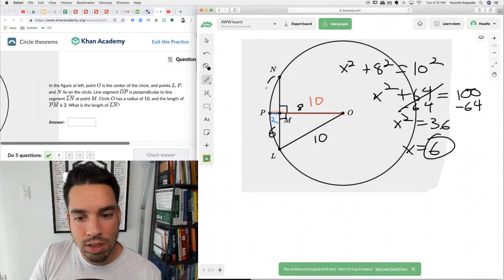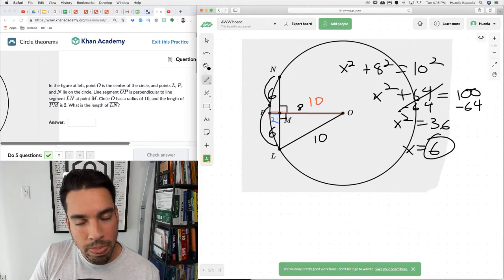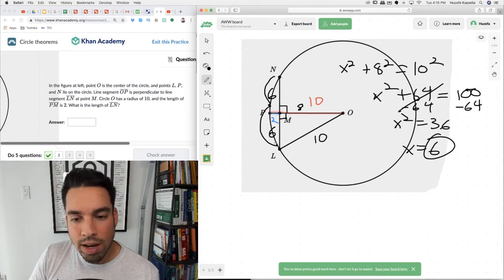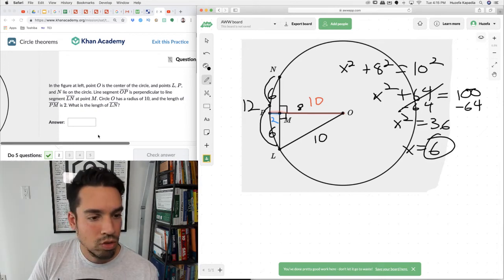Well, that's 6, but they want the entire length of LN. So if that side is 6, this side is also 6, equal. We could do the same thing here and draw that and figure it out. And so we know 6 plus 6 is 12.